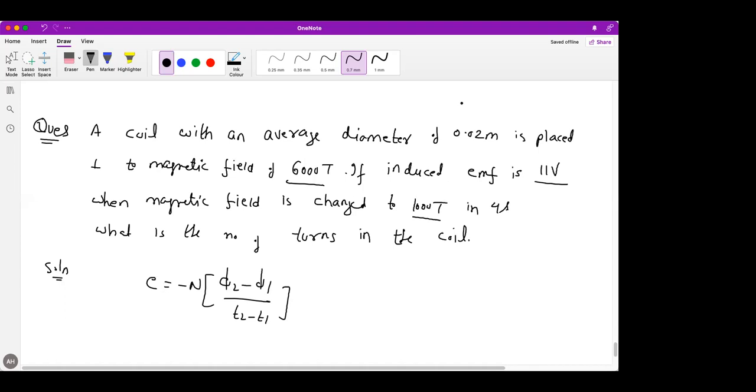What will be theta for phi? So we need to calculate phi, right? You have to calculate n number of turns. For that we need to calculate phi 1 and phi 2, right? Yes, you need phi 1 and phi 2. But if the diameter is given, you can calculate the area of the coil, pi r square. Yes, sir, but I'm thinking about the angle. You have the diameter, do it now.